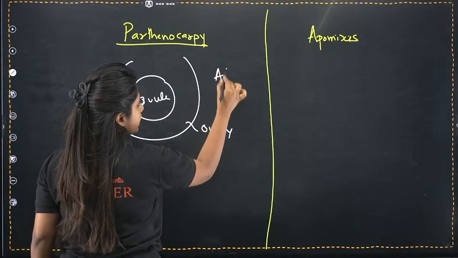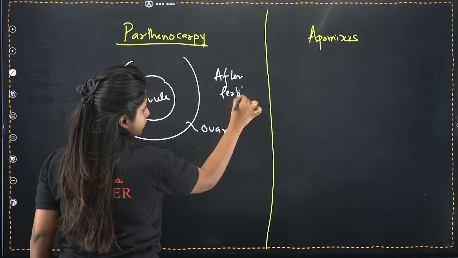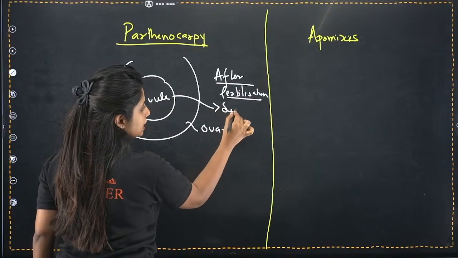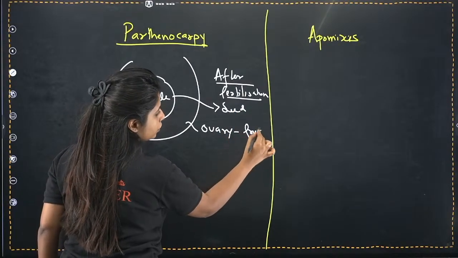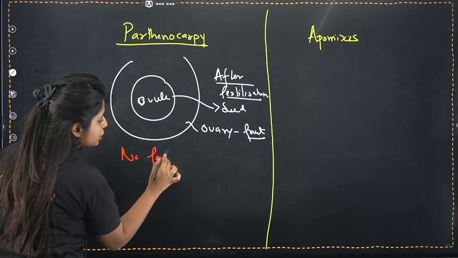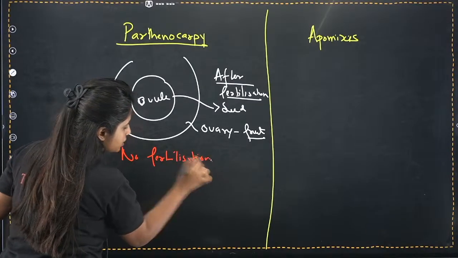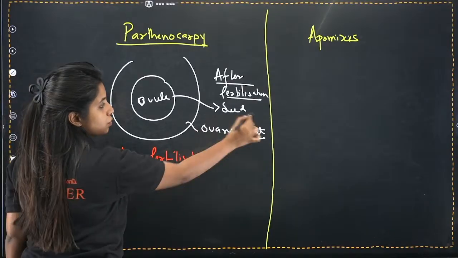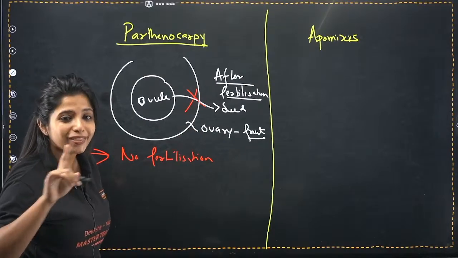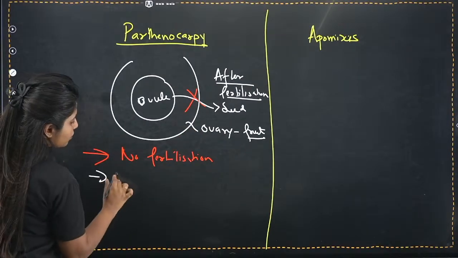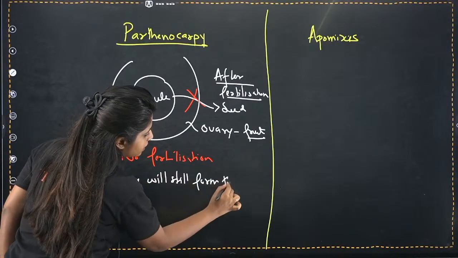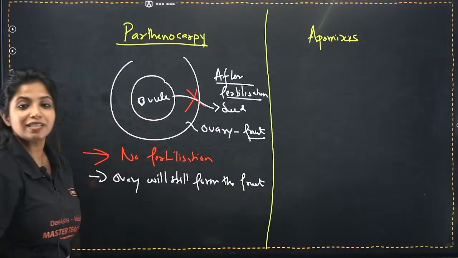We have studied that after fertilization, after the male and the female gamete fuses, the ovule transforms into the seed and the ovary transforms into the fruit. What if I tell you there is no fertilization happening over here? That is the first condition that you need to know. No fertilization means, do you think seed will be formed? No seed is going to be formed. Okay, that means no fruit is going to be formed? No, that's not there. The ovary will still form the fruit.